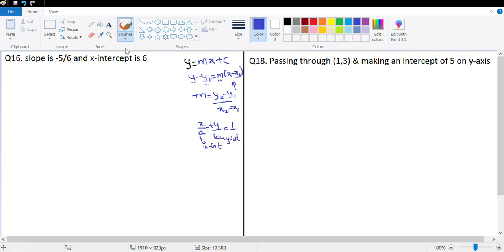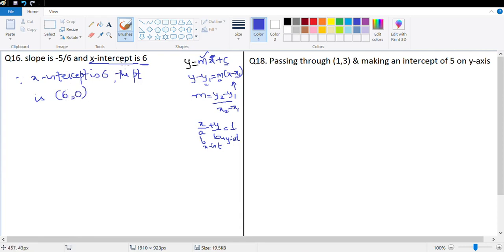So let's go back and let's solve some questions from 14C. We are on question number 16. Find the equation of a line where the slope is negative 5 by 6 and x-intercept is 6. So I know the slope m, but I don't know the y-intercept. I know the x-intercept. What I know is x-intercept means the value of y is 0, which means the point is 6, 0. So let's write that down. Since x-intercept is 6, it means the point is 6, 0.